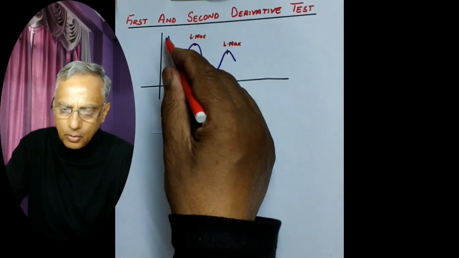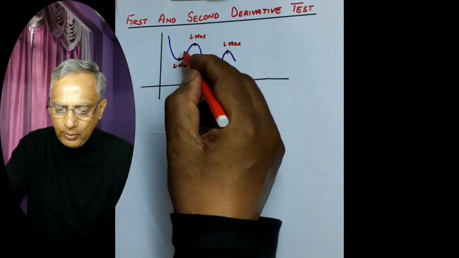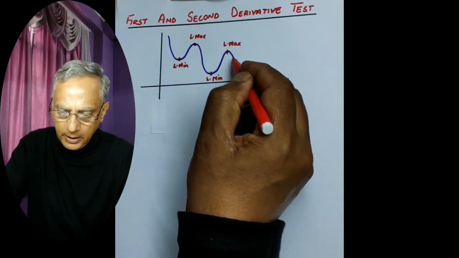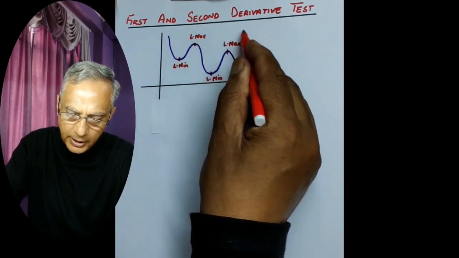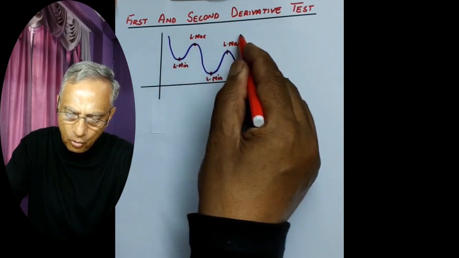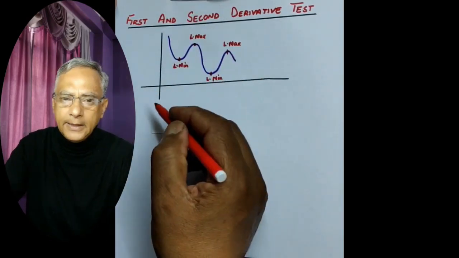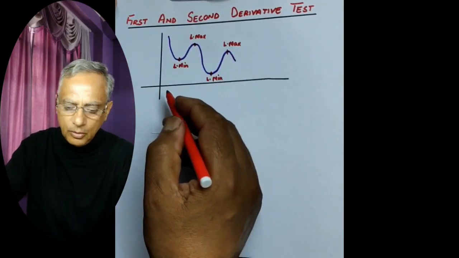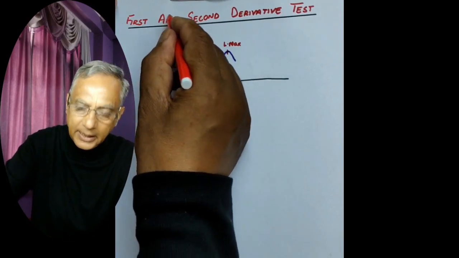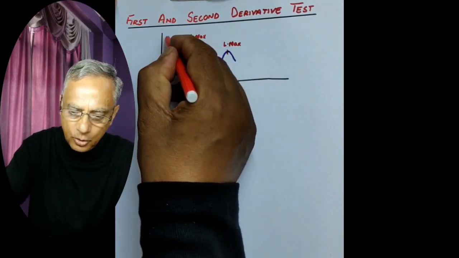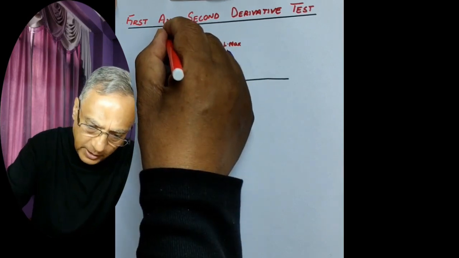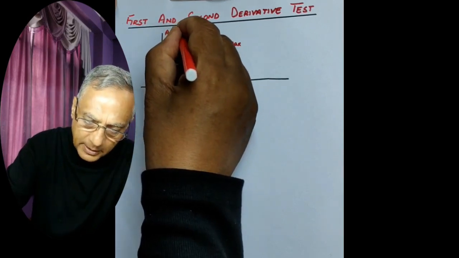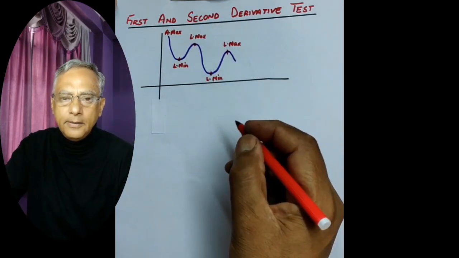And which value is the greatest value in the whole of the interval? In the whole of the interval, this value is the greatest. There is no other value which is more than this, whose height is greater than this. There is no value which is greater than this. So this is the absolute maximum.